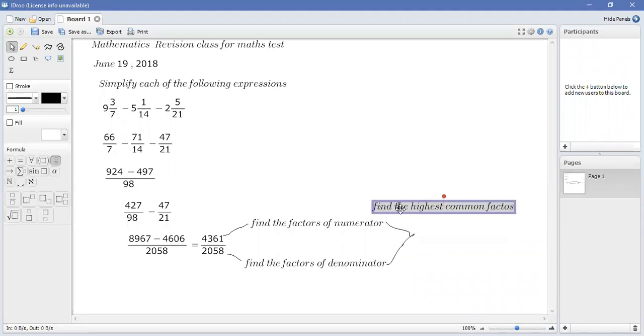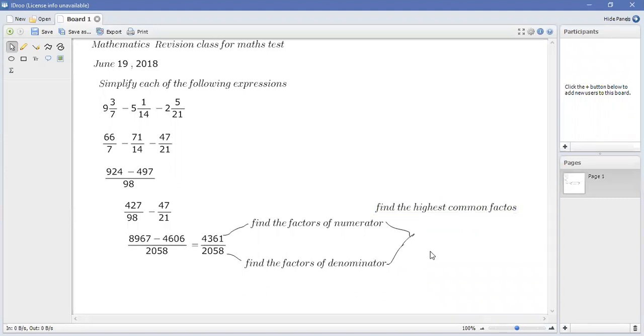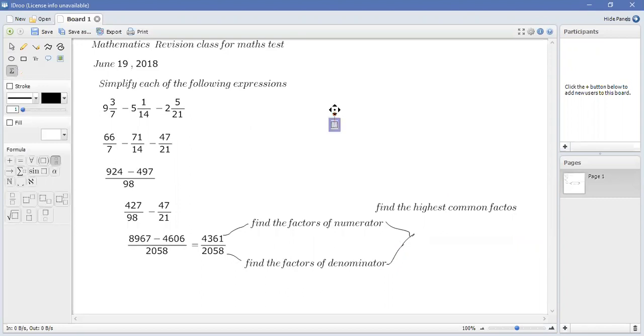Sir, can you find the factors of 4,361? Go ahead and find the factors. Yeah. All right. 7, 7, 49. Wait, hold on. All right, so you find the factors of 4,361.